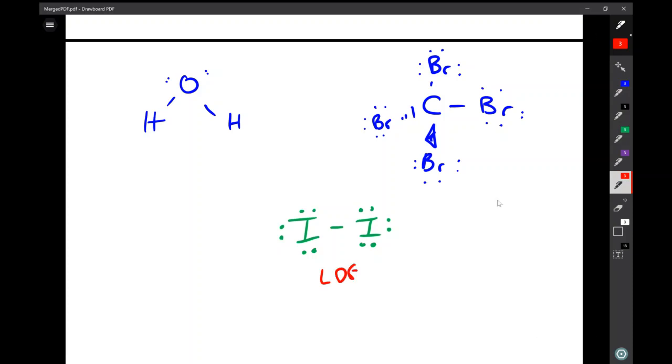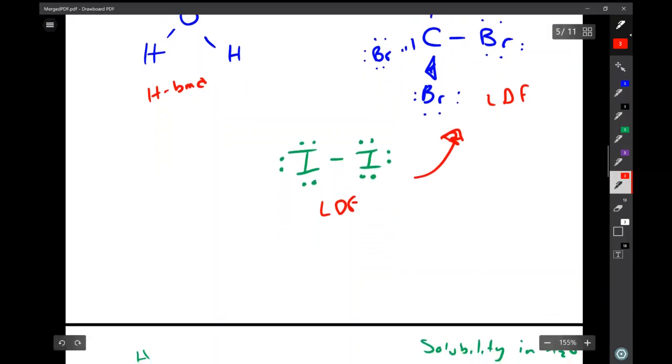Again, water is your hydrogen bonds. And CBr4, also LDF. And so, yeah, that'll be the winner there. Okay, carbon tetrabromide, that'll dissolve in that. Water, no. You take some iodine, put in water, it'll just sit at the bottom.